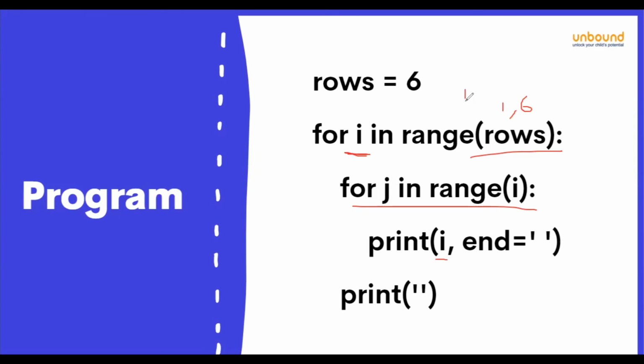Means if it's 1, then it will type 1. If it's 2, then it will start from 2. And then 2 again will be printed because it will go in the inner loop. And then the print statement. This is how a number pattern would be printed.